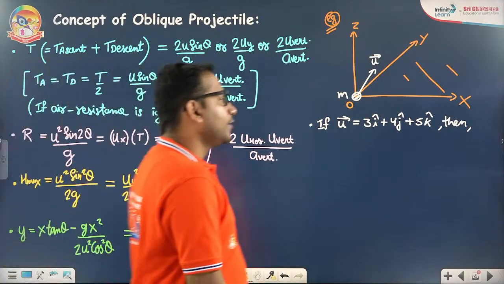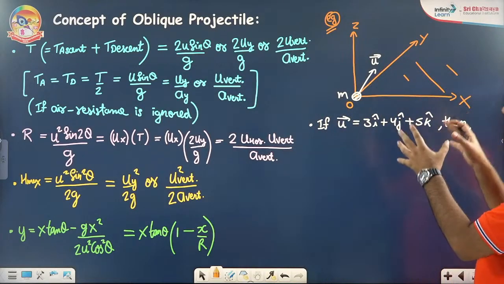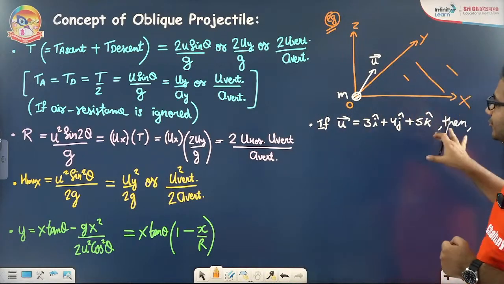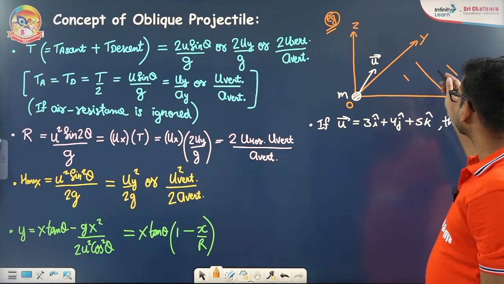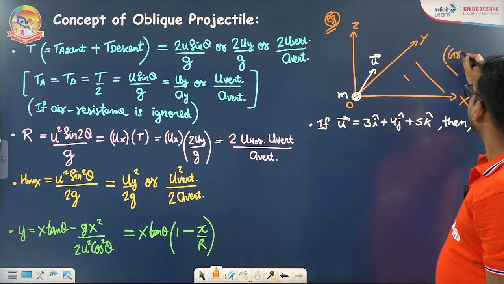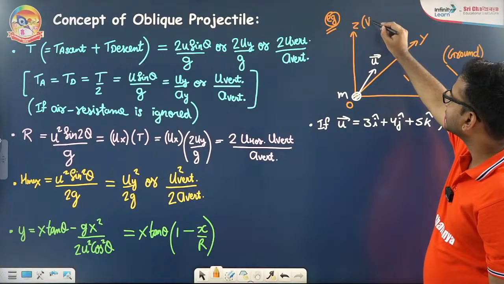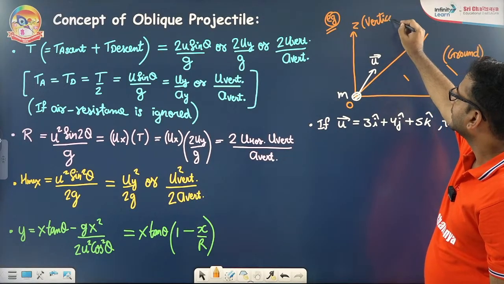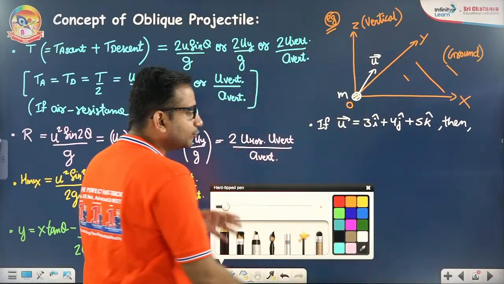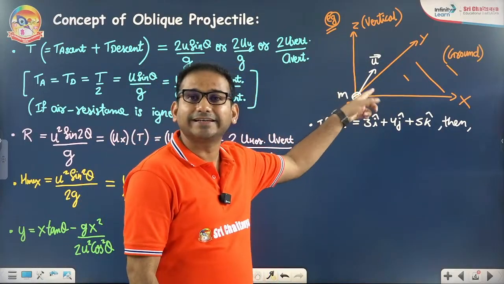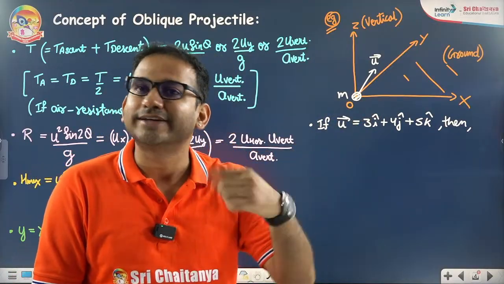time of flight, range, and maximum height. Once again, I am telling you that this time it is a motion which has been given to you in 3D. In 3D, the xy plane is treated as the ground, and z is treated as the vertical. The examiner is asking you this, and you may ask, sir, why are they not giving theta? Why do they give theta? They give theta to tell you the direction.